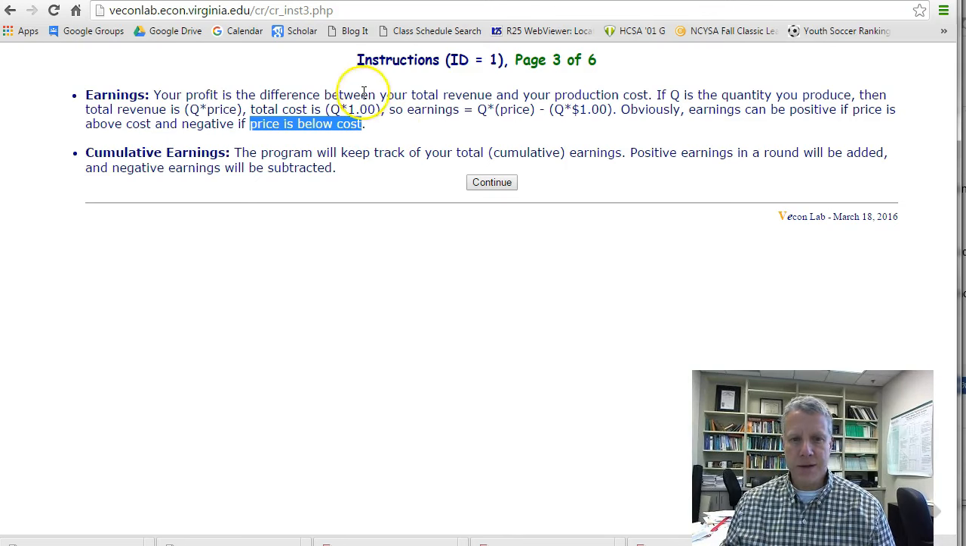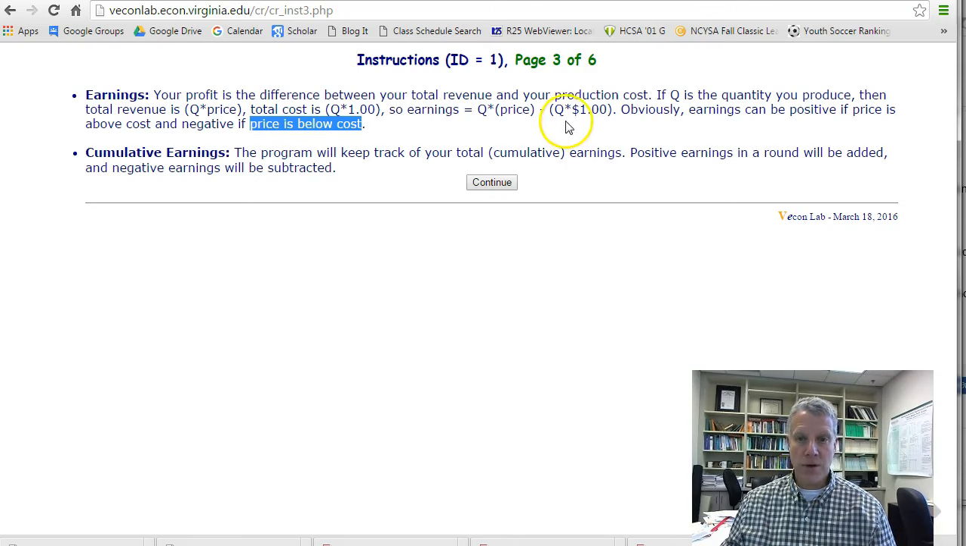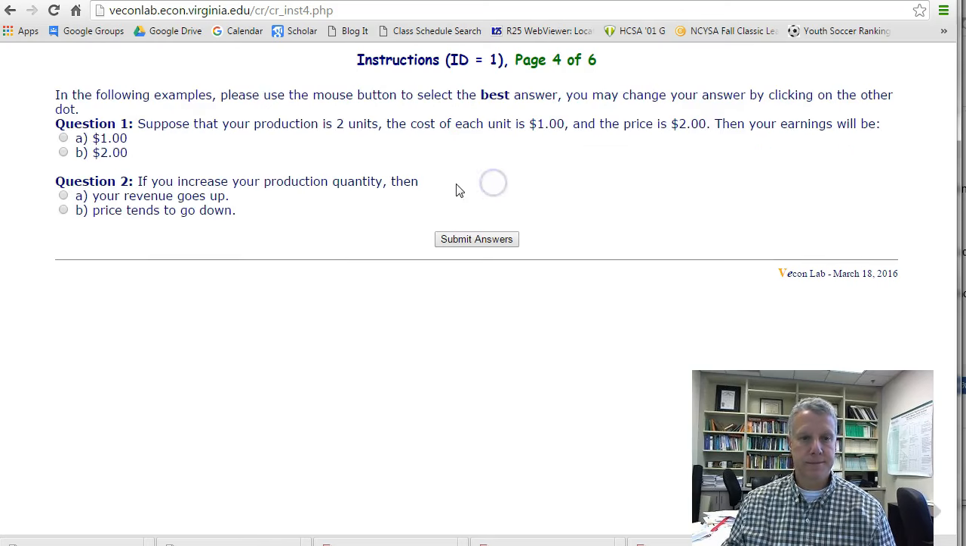Okay, so just to be clear, this is the exact same production model that we've been talking about in class. The demand curve is downward sloping. It's linear. And the cost of production is upward sloping with a constant slope, which gives you a constant marginal cost, which is equal to your average cost. Okay, the program is going to keep track of your total earnings. Positive earnings in a round will be added and negative earnings will be subtracted.